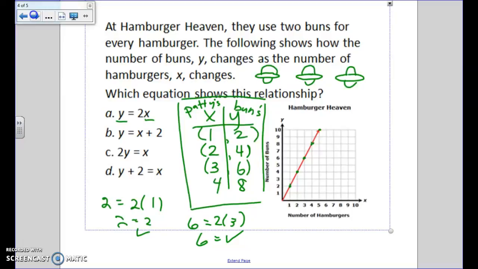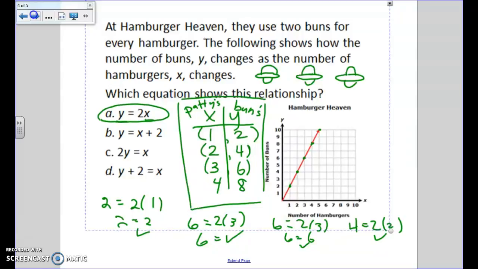Let's try 3, 6 and see if that one makes sense. Does 6 equal 2 times 3? Yes, it does. Oops, I already did that one, didn't I? I skipped one. So 6 does equal 6. We already knew that, Mr. Gillum. I skipped 4. 4 equals 2 times 2. Okay. All right, so I'm getting the impression that A is going to be our best answer.